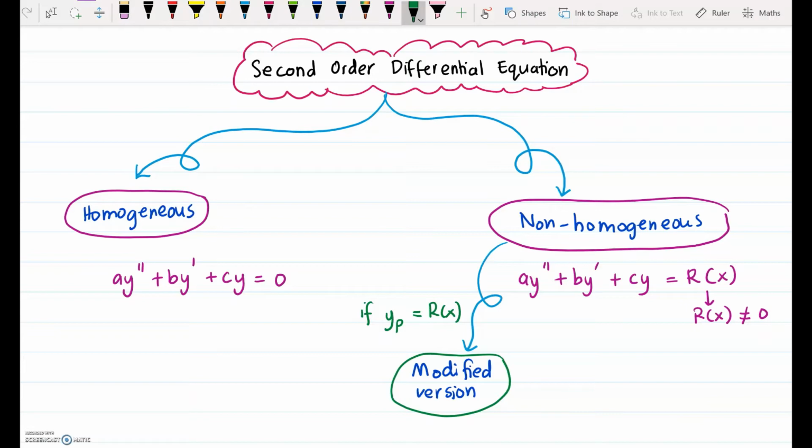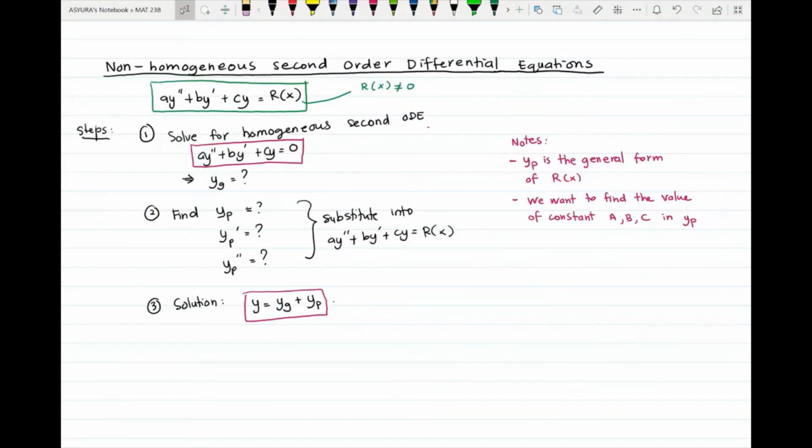In this video we will see how to solve the non-homogeneous second order differential equation and how to identify the yp based on your r(x). The general form is given by ay double prime plus by prime plus cy equals r(x), where r(x) is not equal to 0.